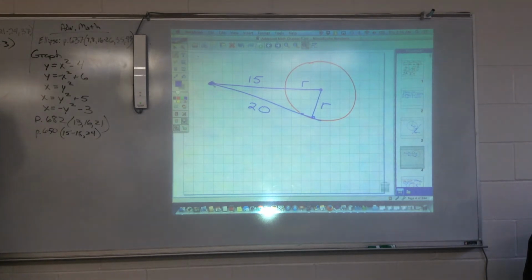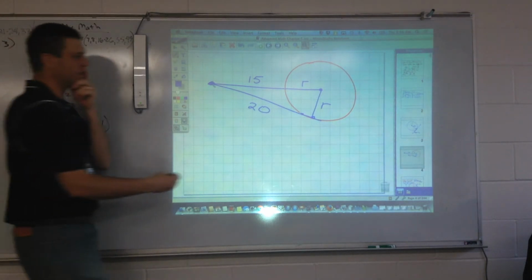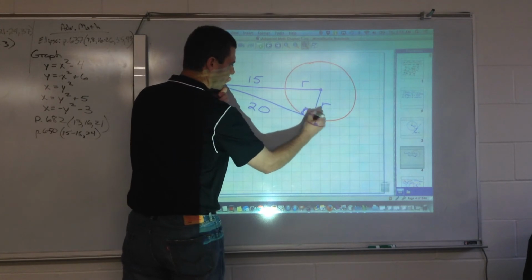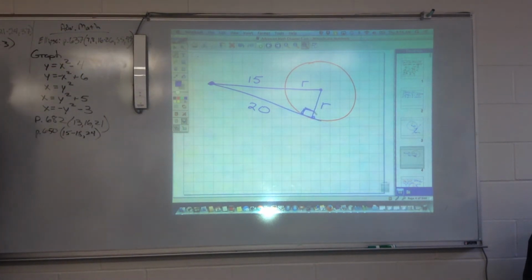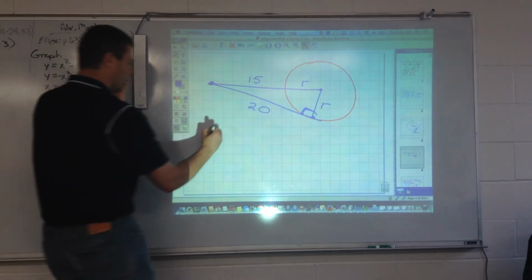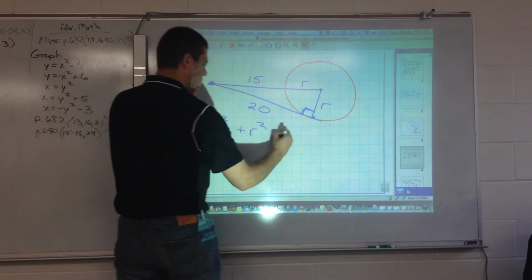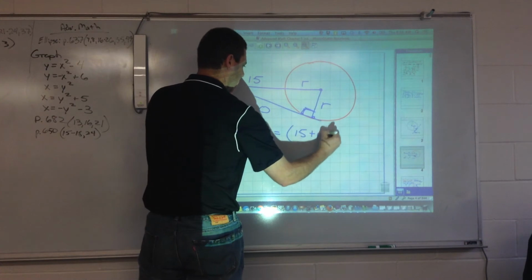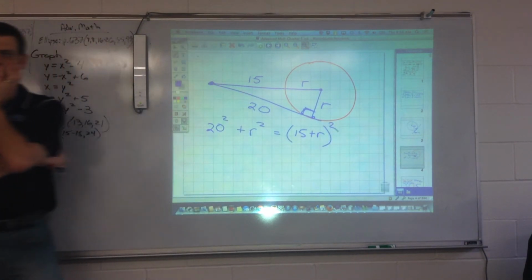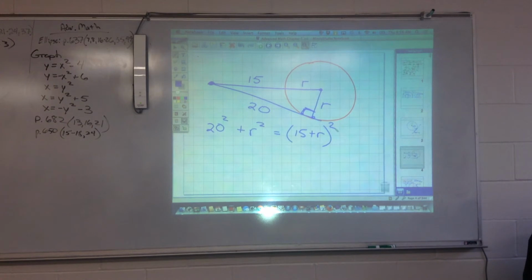What type of triangle is this? Right. A right triangle, because isn't this right here a 90-degree angle? Everybody okay with that? Because that's a right triangle, what theorem always works? Pythagorean theorem. So wouldn't it be true that 20 squared plus r squared equals whatever 15 plus r squared is? Does that make sense? a squared plus b squared equals c squared? You think I could solve this equation for r?